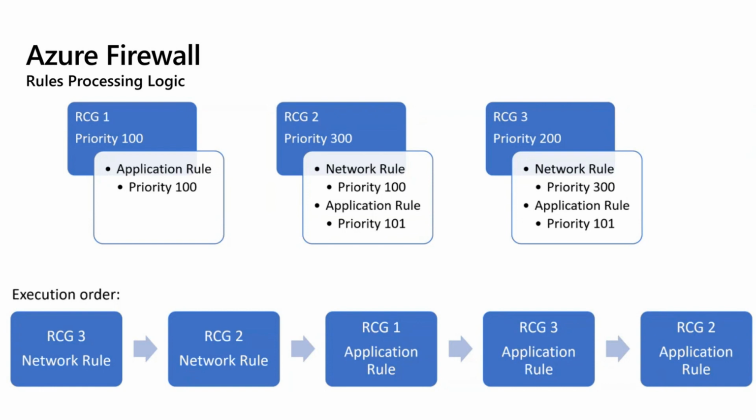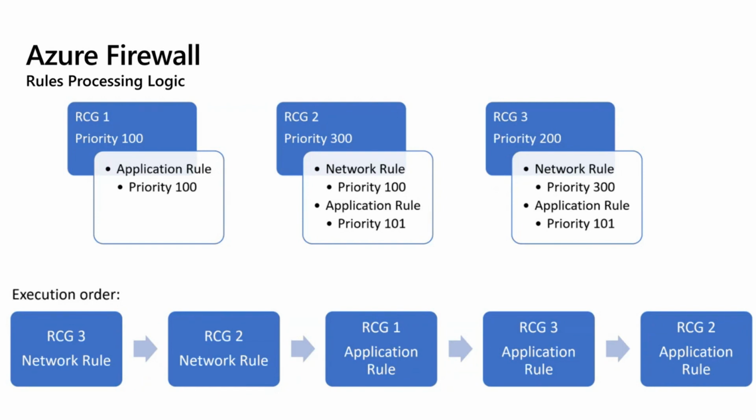So rule collection groups also have a priority. As you see here, RCG1 is 100, RCG3 is 200, and RCG2 is 300. But RCG1 does not have network rules. So first it's going to execute RCG3, which is priority 200, because it has network rules. Then any other policies with network rules. So yes, there is RCG2 with priority 300 that has network rules, so that will get executed. No more groups with network rules. So now it's going to look at application rules, and then it will start with RCG1, which is priority 100.